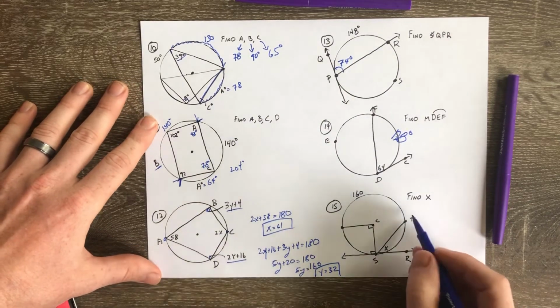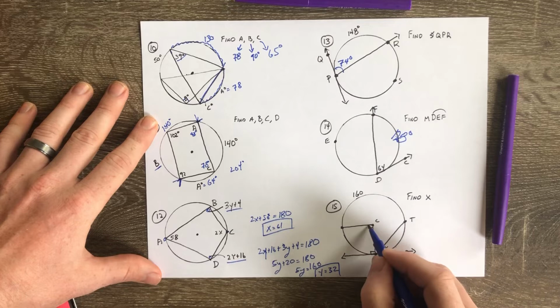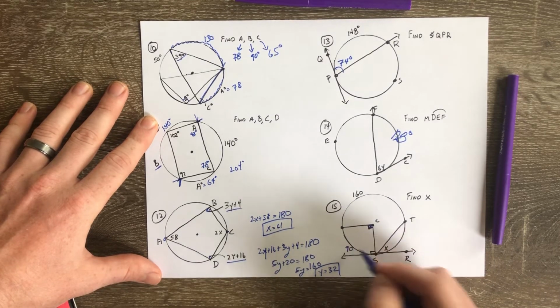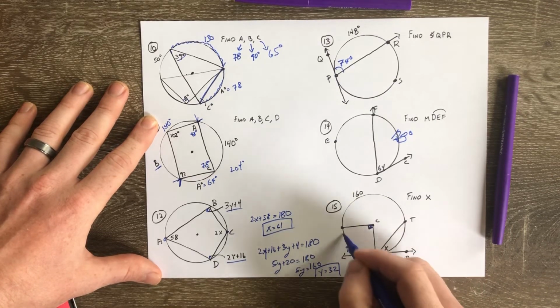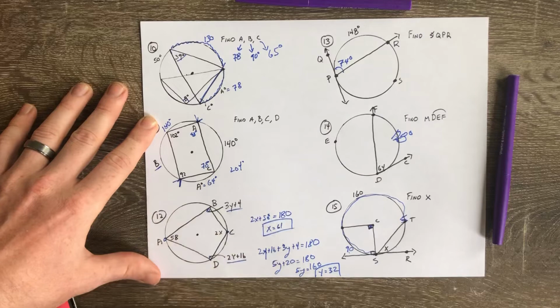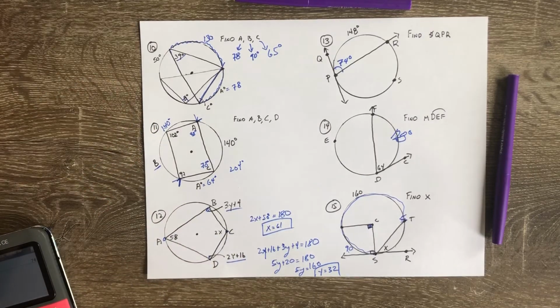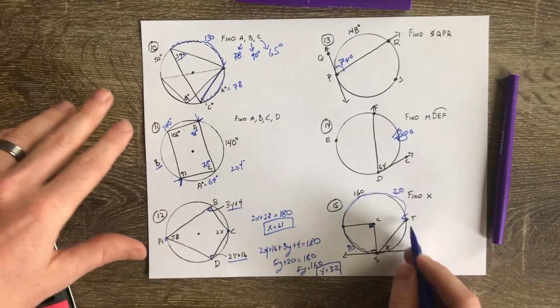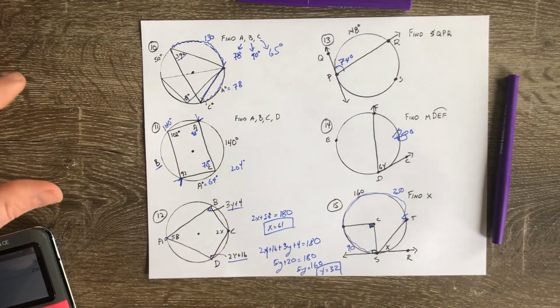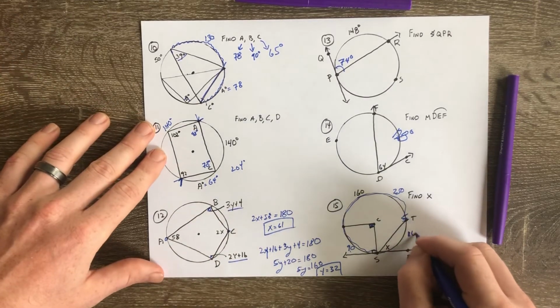Last one, find out what this x is. So this is the first time the central angle popped up. Since this is 90, I know that this is 90. This is 160, so if I do 90 plus 160, I'll get this outside area here. 90 plus 160 gives me 250. And then think about it, how much do I have left? So if I do 360 minus 250, I get 110.